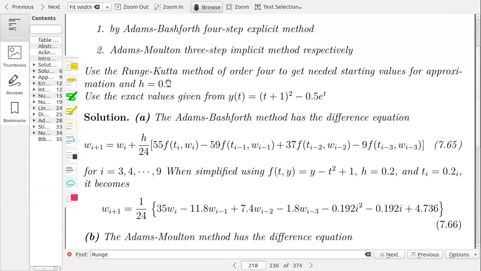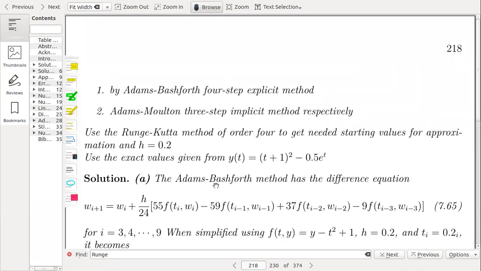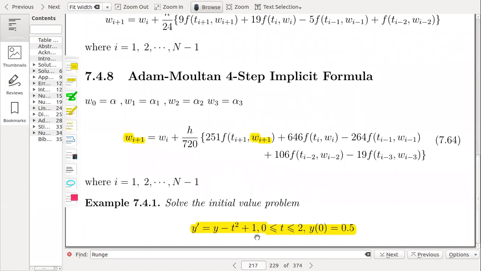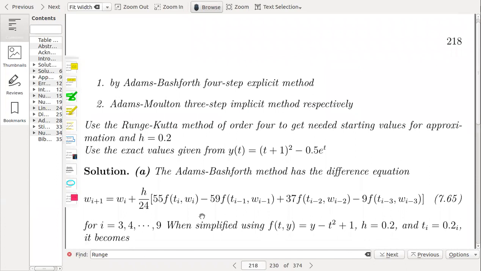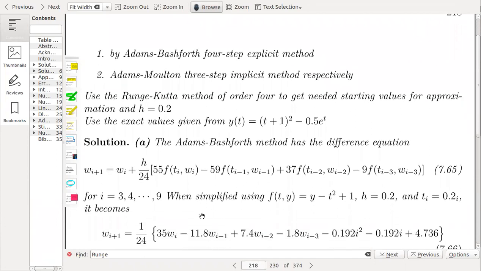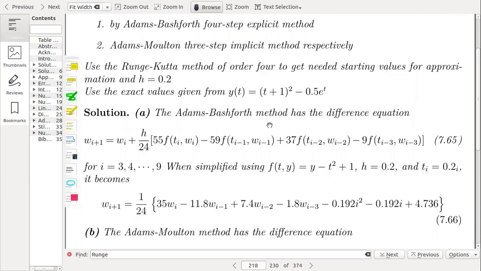So we can use the Runge-Kutta method of order 4 to get the starting values for approximation, and the step size is 0.2. It's not given here, but we can take h is equal to 0.2. But keep in mind, if we take h is equal to 0.1, then the answer will be better than h is equal to 0.2. So solution, the Adams-Bashforth method has the difference equation.